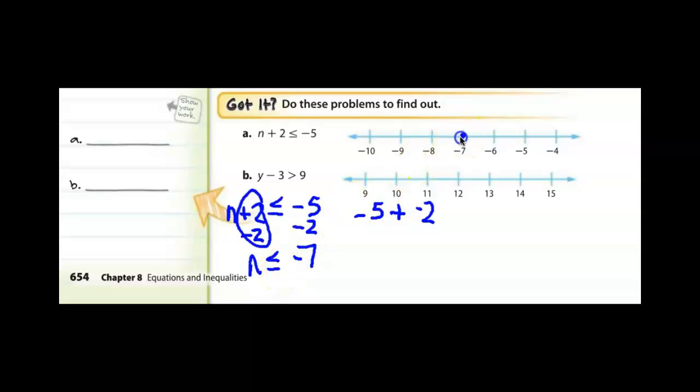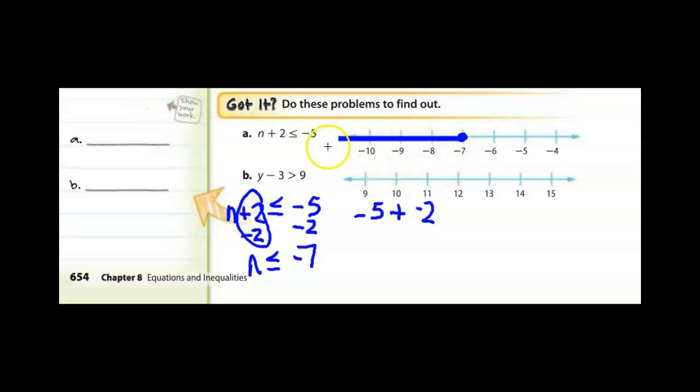Negative 7 is going to be a closed dot because it says that it could be equal to. So it could be equal to negative 7, or any of the solution is going to be less than negative 7. So am I going to shade in the right side or the left side? Answer that for me now.